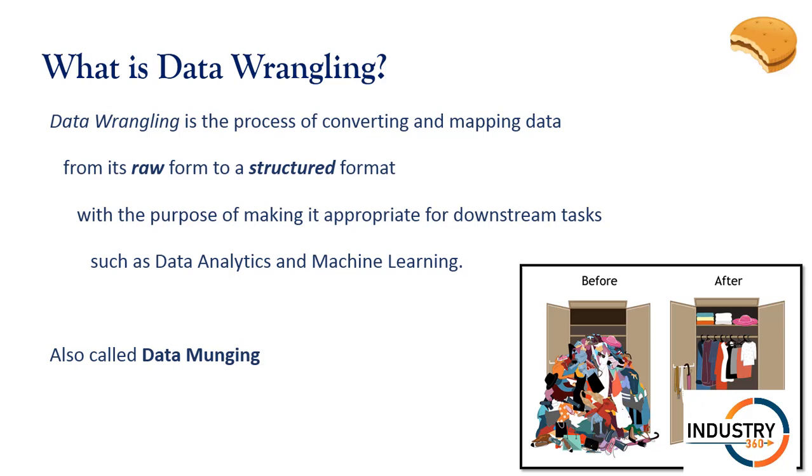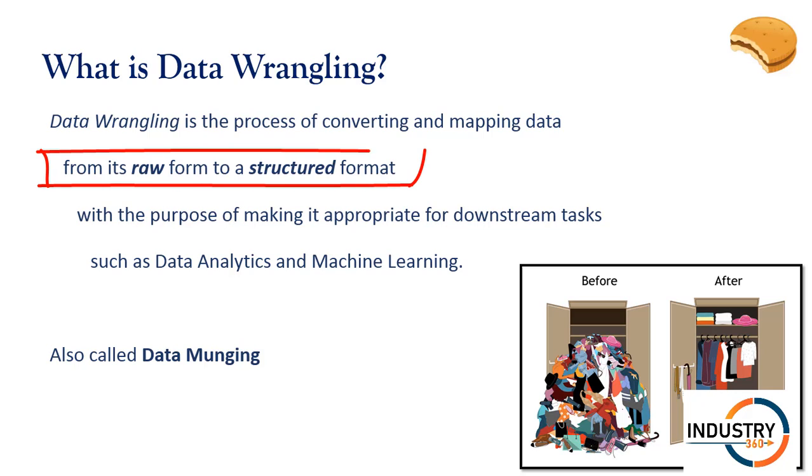So data wrangling is the process of converting and mapping data from its raw form to a structured format with the purpose of making it appropriate for downstream tasks such as data analytics and machine learning. Data wrangling is also called data munging. Data wrangling ensures that data becomes easy to access and analyze.